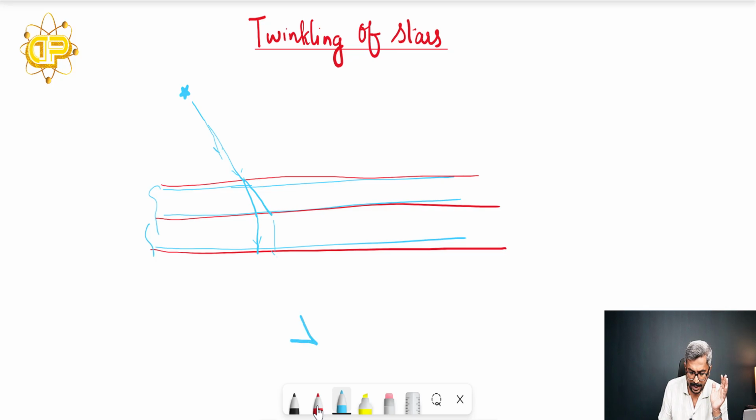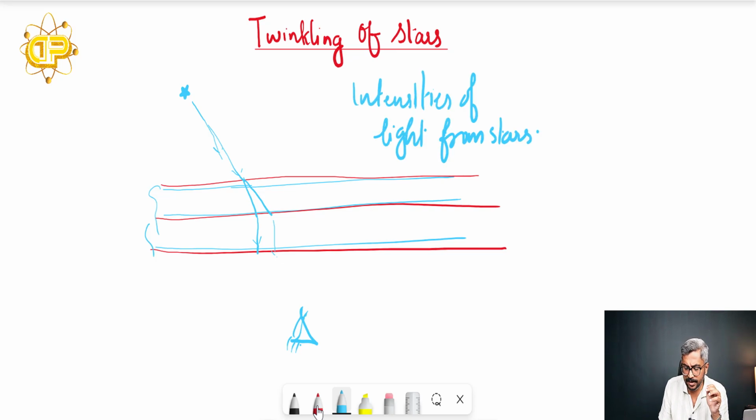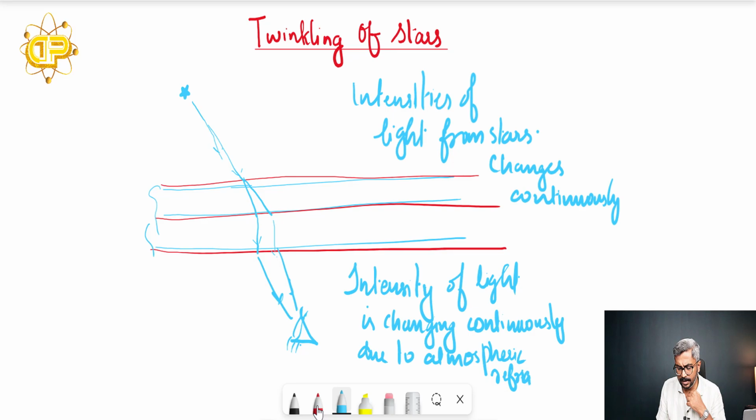So if you're standing here, you can see that due to the atmospheric refraction, or the changing atmosphere, the intensity of light changes continuously as it reaches your eyes like this. This gives an optical illusion of twinkling of stars. It gives rise to a feeling that the stars are twinkling. Actually, it's not twinkling. It is because of the atmospheric refraction, or the changing atmosphere.